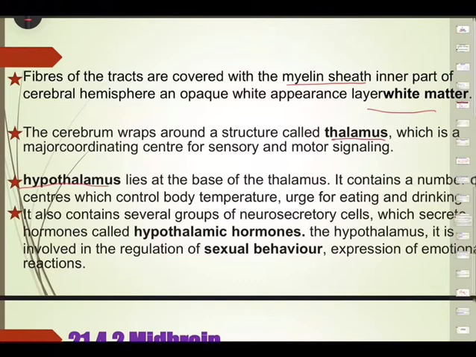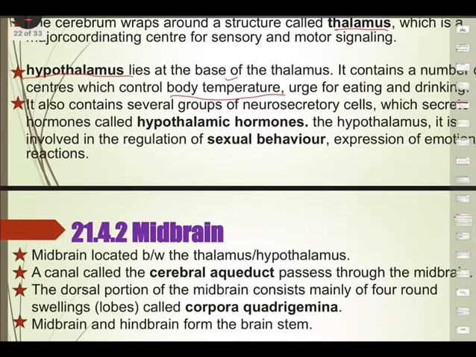And what about the hypothalamus? It lies at the base of the thalamus. It contains a number of nerve centers which control, and this is important, body temperature. Hypothalamus controls body temperature. Normally a NEET exam question. Also the urge for eating and drinking. It also contains several groups of neurosecretory cells. They secrete hormones called hypothalamic hormones. Hypothalamus is involved in regulation of sexual behavior and expression of emotional reactions. So that is the importance of the forebrain.